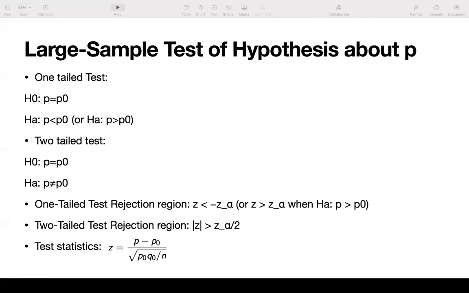And for the two-tailed test, we have the null P equals P0 and the alternative as P does not equal P0. The rejection region is again Z is smaller than negative Z alpha or Z is bigger than Z alpha when the alternative is P is larger than P0. And the rejection region for the two-tailed test is the absolute value of Z is larger than Z alpha divided by 2. And the test statistic here is Z equals the sample proportion minus the definite value of the proportion, P0, divided by square root of P0 Q0 divided by the sample size.